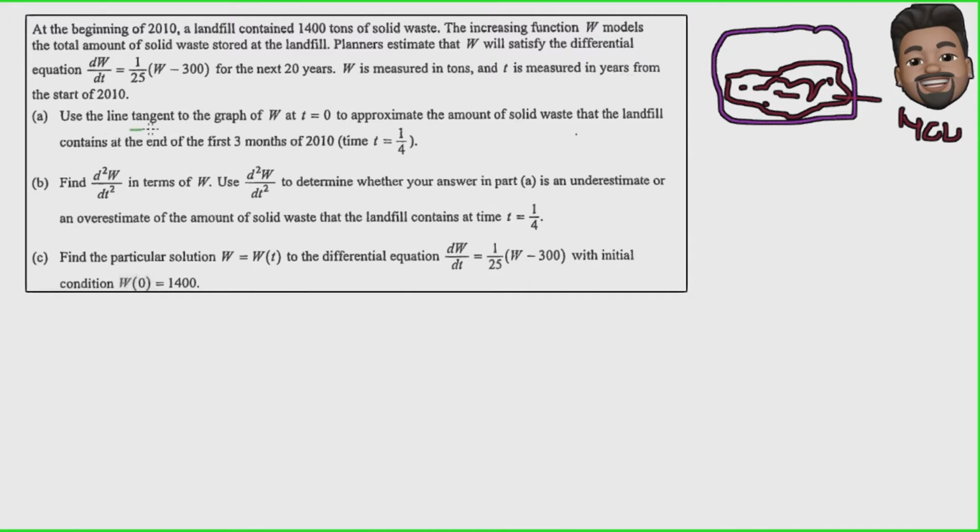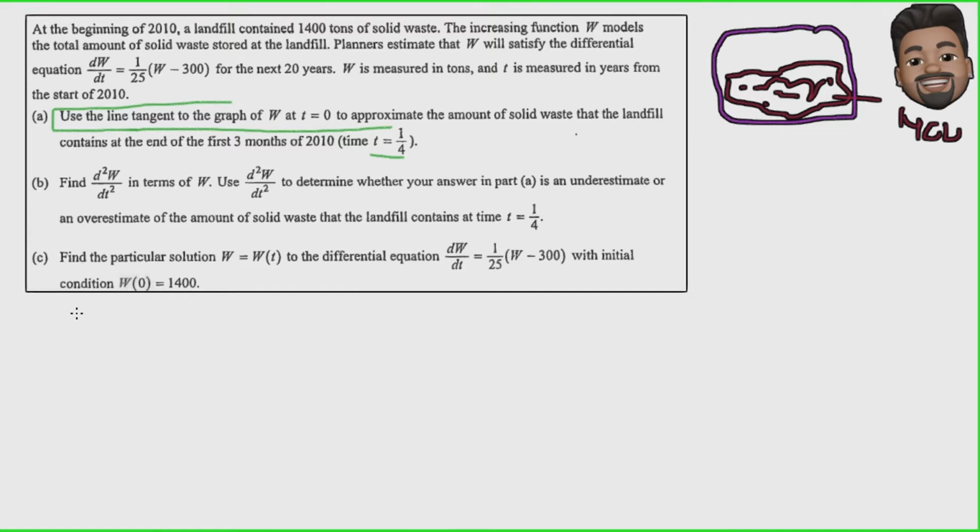Use the line tangent to the graph of W at t equals 0 to approximate the amount of solid waste that the landfill contains at the end of the first 3 months, at t equals 1/4. Now, one thing to keep in mind is they didn't say use the equation of the line tangent. They said use the line tangent. That is the equation of the line tangent. We're trying to use that tangent line to make an approximation.